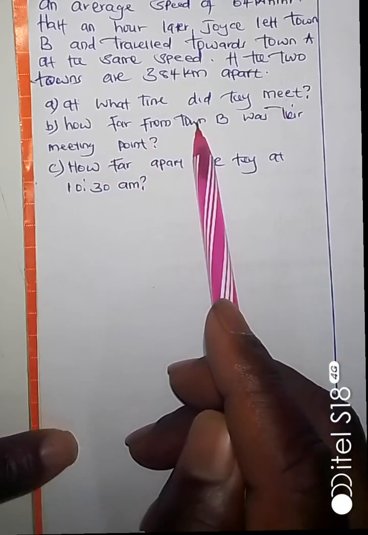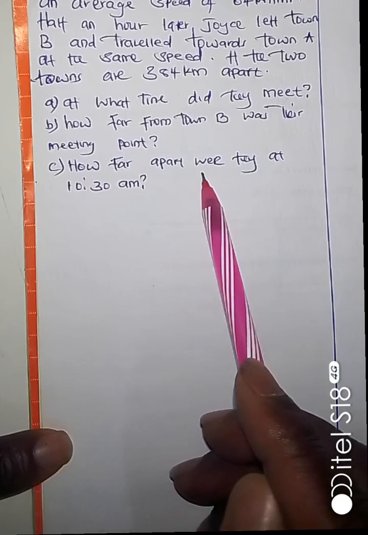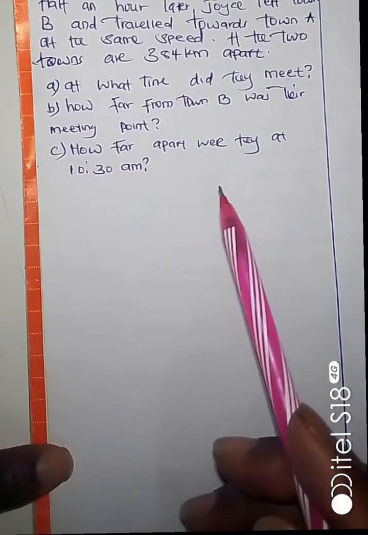Question B, how far from town B was their meeting point? Question C, how far apart were they at 10:30?